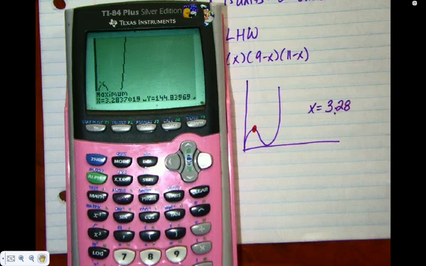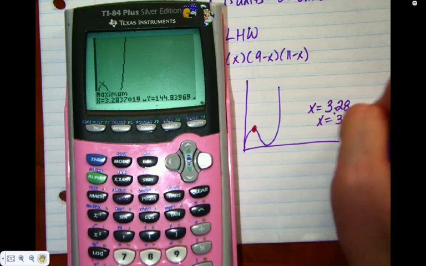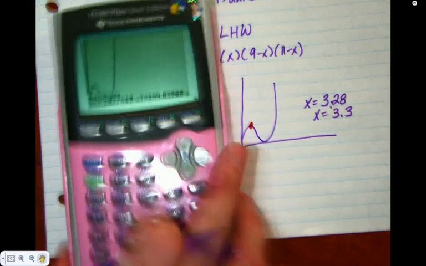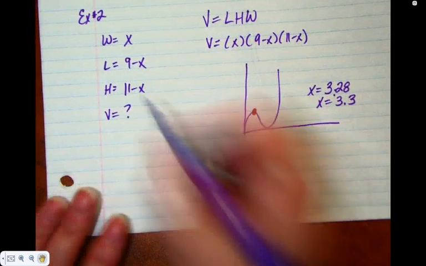Is that good for our rounding? We'd like it if these were whole numbers, but they're not always going to be. That's not the way the real world is, so don't freak at this point if you get a decimal. Have we answered the question? No, all we have right now is the width.